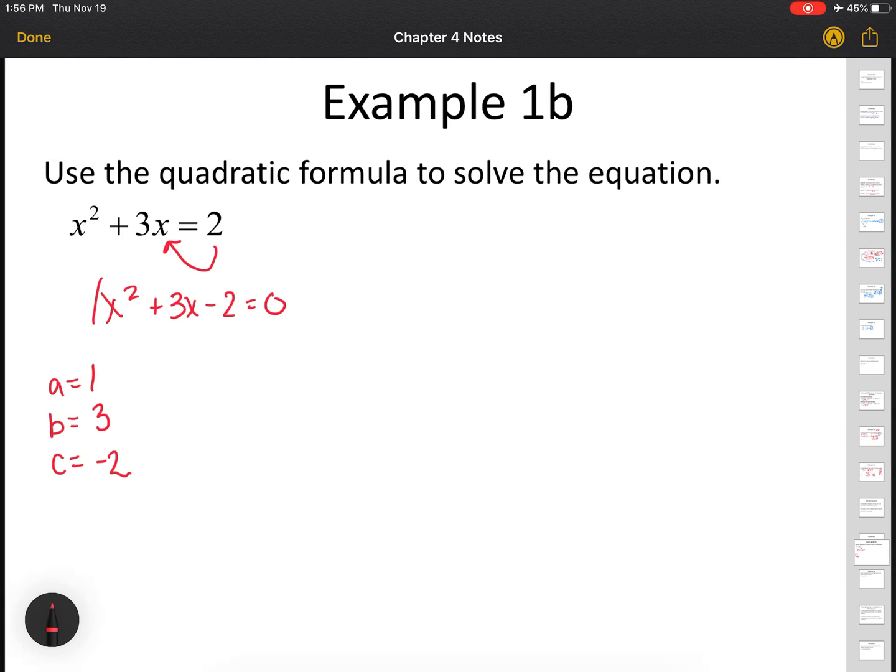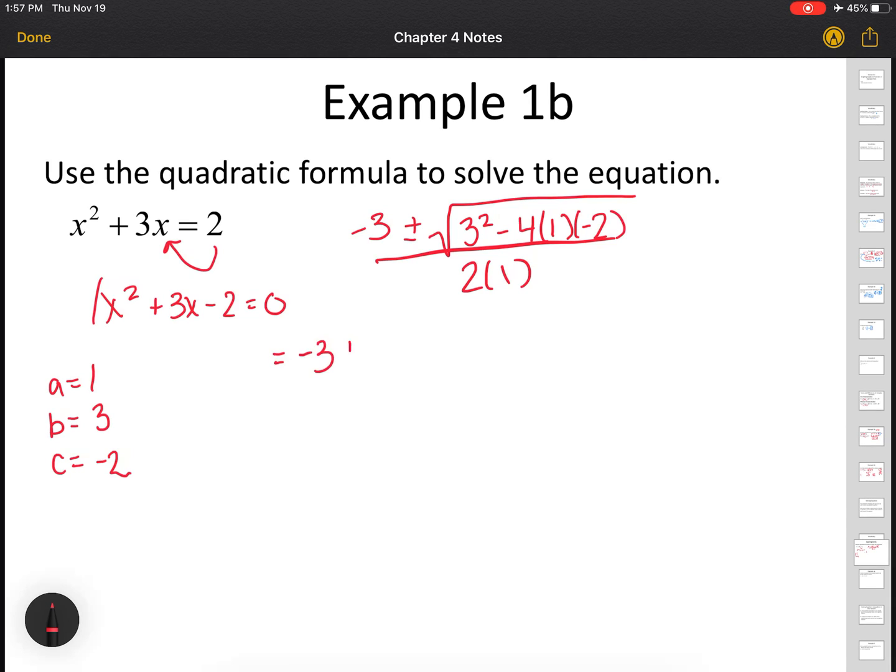So it starts out with a negative b, or a negative 3, since my b was 3. Plus or minus the square root of b squared or 3 squared minus 4 times your a, which is 1, times c, which is negative 2, all over 2 times a or 2 times 1. Don't forget all over 2 times something or whatever your a is, okay? Don't forget the fraction part. Then we're going to reduce that.